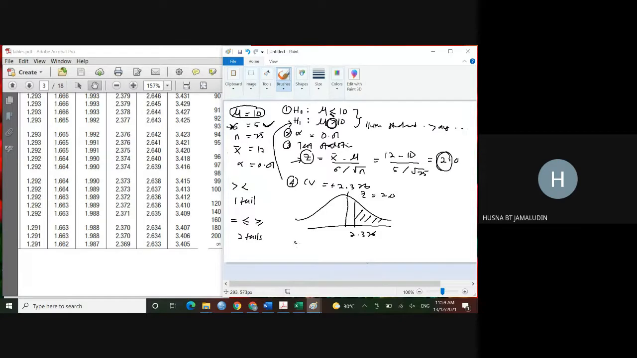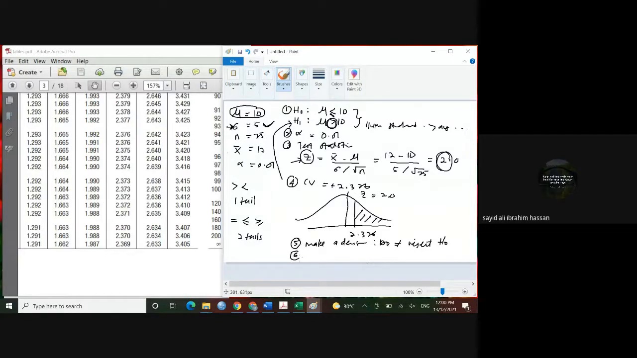So the next step, step 5, you have to make a decision. So what will you say? Reject or do not reject the H0? Do not reject the H0, because it is outside the rejection region, right? If it is inside, then you have to reject straight away. And then, is that all?